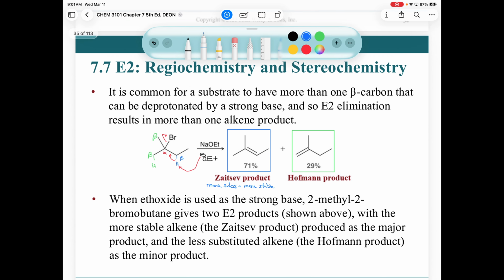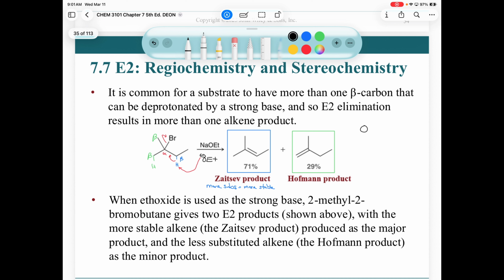Okay, let's see what it says here. When ethoxide, OEt minus, is used as a strong base, 2-methyl-2-bromobutane gives you 2 products that are shown here. The more stable product, the Zaitsev product, is the major product, and the less substituted alkene is the Hofmann product, the minor product. The thing is that ethoxide is actually a pretty small base. If you think about it, ethoxide has an oxygen with a negative charge, and then it has CH2CH3. It's not very big, that alkyl group, right?